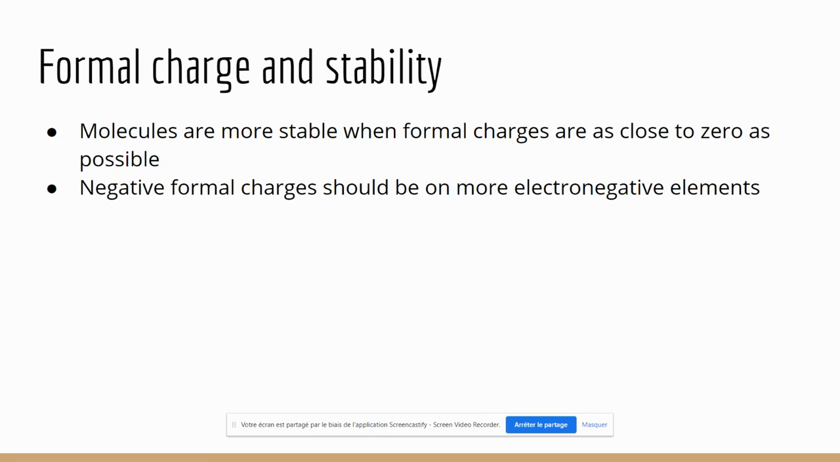But then the second point, this is something that will pop up a lot. Negative charge should be on the more electronegative element, if at all possible. So for example, if you have a choice between putting a negative charge on oxygen compared to, say, sulfur, you're going to put it on oxygen because oxygen is more electronegative.